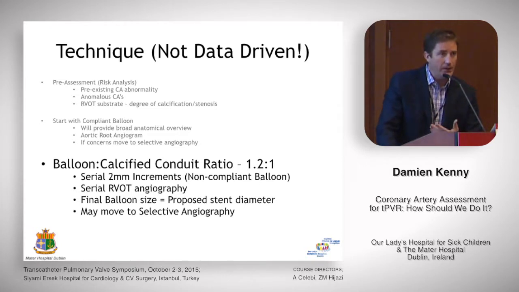balloon. And then if you have a heavily calcified conduit, one approach may be to start with a balloon that's about 1.2 times the size of your actual narrowest portion of your conduit as it actually is at the angiogram. And then to increase with 2 millimeter balloon increments with a non-compliant balloon with serial RVOT angiograms to make sure you haven't caused any conduit disruption. And then a final balloon size close to the proposed stent diameter.